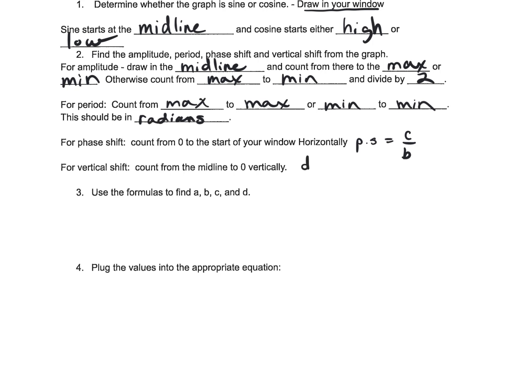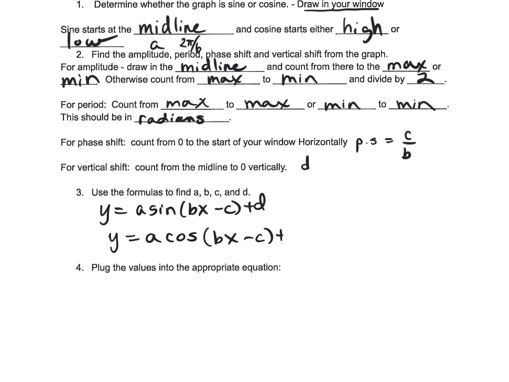So once you have the amplitude, it's A, right? Amplitude is A. Period is 2 pi over B, so we could find B. Phase shift, then we can plug in the phase shift and B, and we found C. And then once we have the vertical shift, we have D. And we can just take A, B, C, and D and plug them straight into the formula. Use the formula: y equals A sine (Bx minus C) plus D, or cosine. Okay?